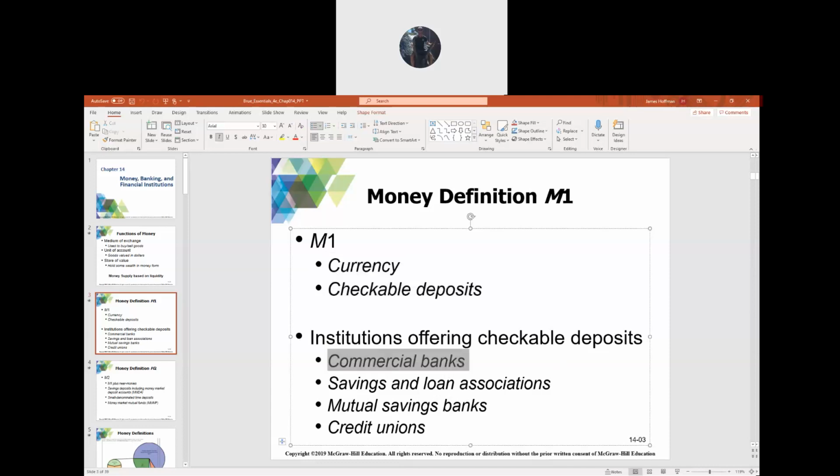So the biggest one is commercial banks, like Bank of America or Wells Fargo. You can also get a checking account at a savings or loan institution, at a mutual savings bank, or you can also use credit. So this is the biggest component of checking accounts, but a lot of other customers use other types of institutions, such as savings and loan institutions and credit unions, because they have different features.